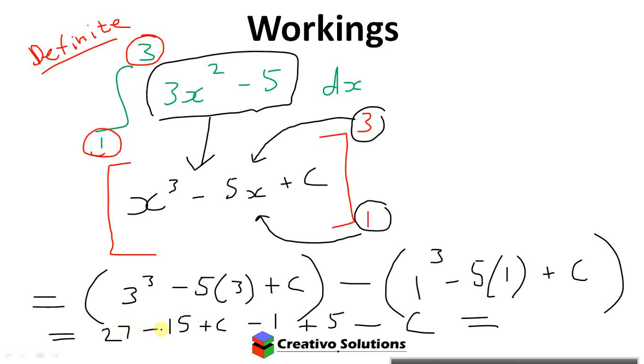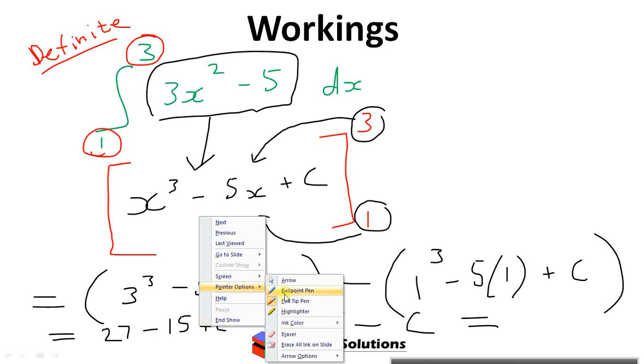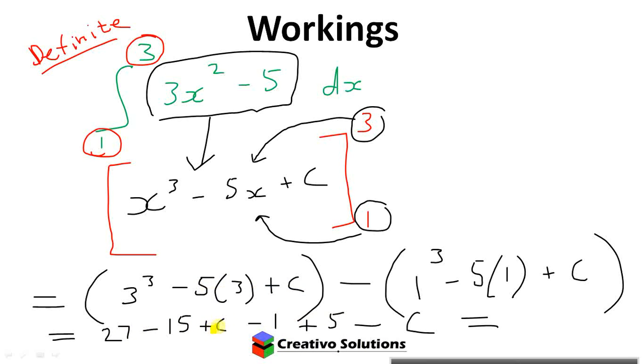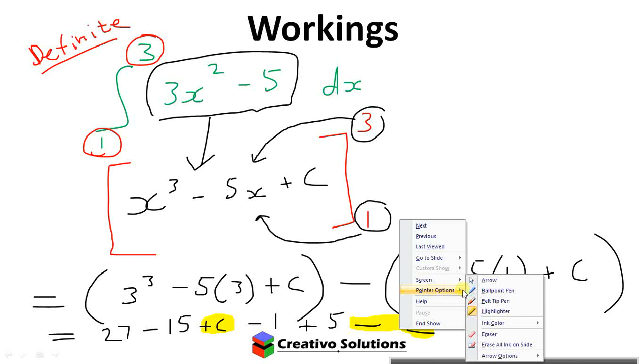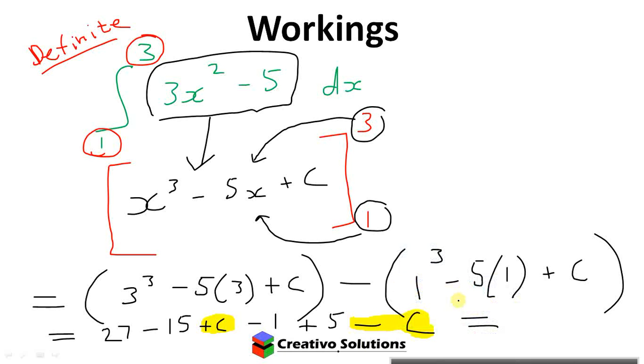Okay, so can I simplify that? Yes, I can. Do you agree? Here's a plus C and a minus C. So when you have a definite integral, those C's always cancel out. They have to. If they don't, then you've made a mistake somewhere.